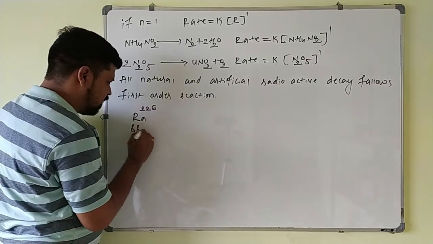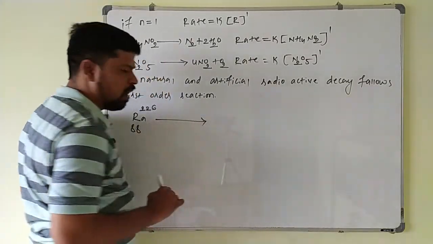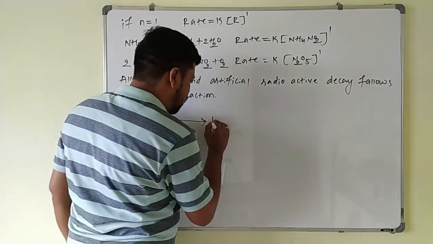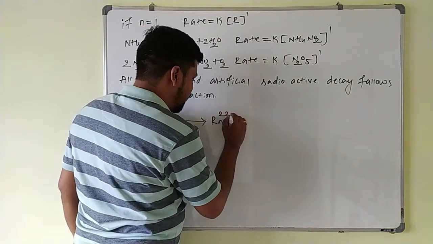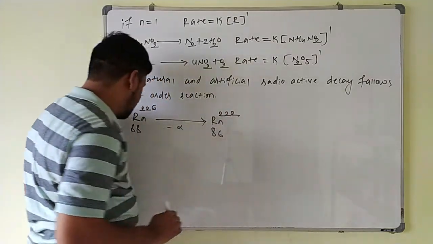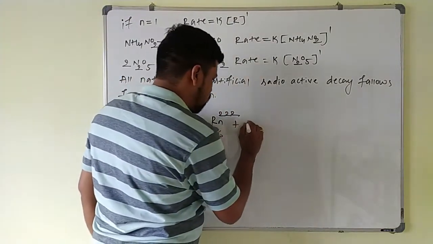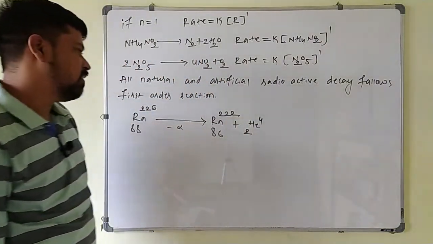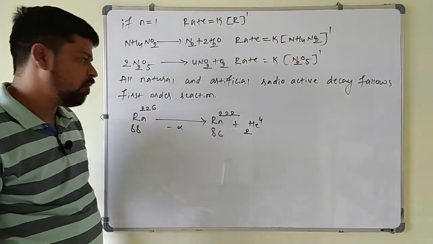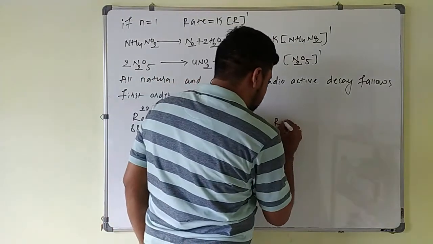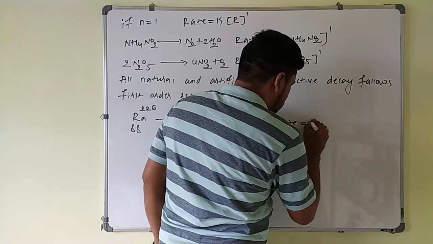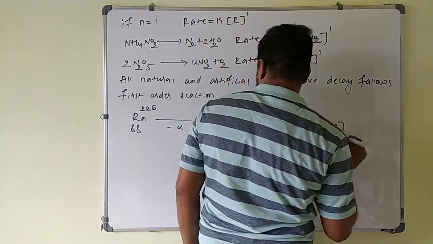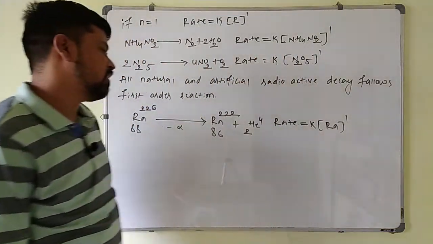226 and this is 88, which on alpha decay releases an alpha particle. On losing the alpha particle, it is converted to radon 222, and this will be 86, plus one alpha particle is eliminated here. Okay, so again it is a first order reaction. Rate is equal to K into molar concentration of radium power 1.